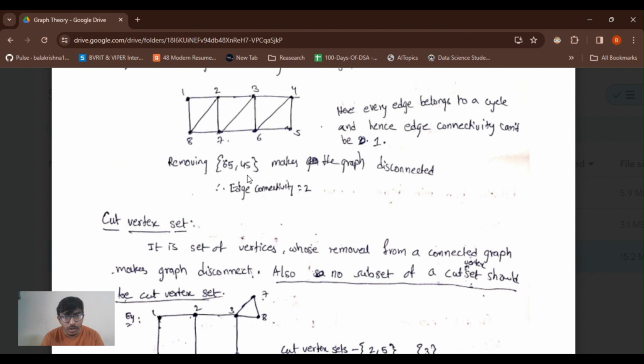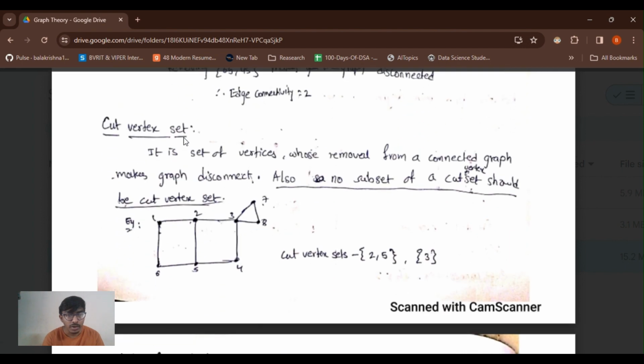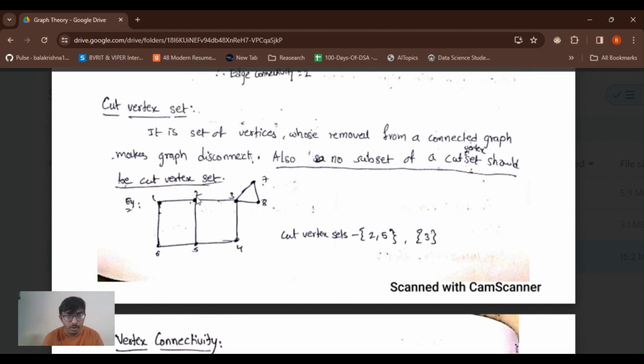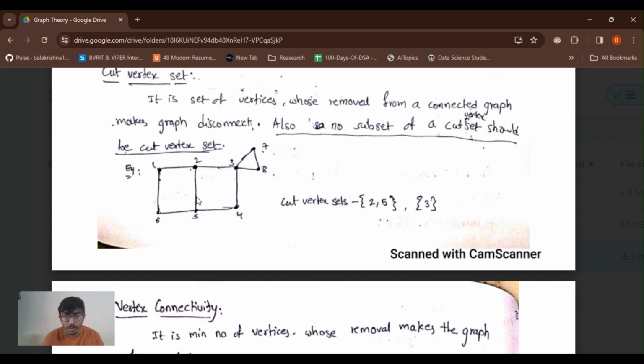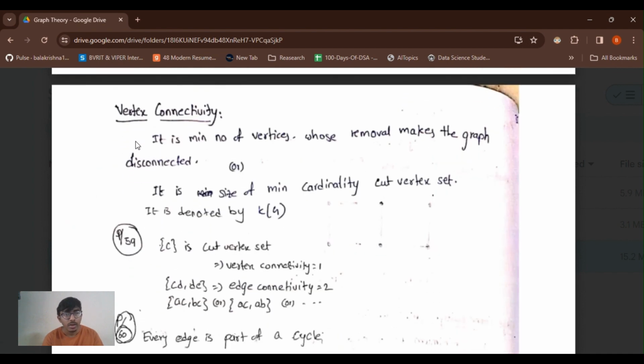If you remove 6 5 and 4 5 edges, we can make the graph disconnected. Cut vertex set: it is a set of vertices whose removal from a connected graph makes the graph disconnected. Also, no subset of a cut set should be a cut vertex set. So if you remove 2 comma 5, it becomes a cut vertex set, and also 3.